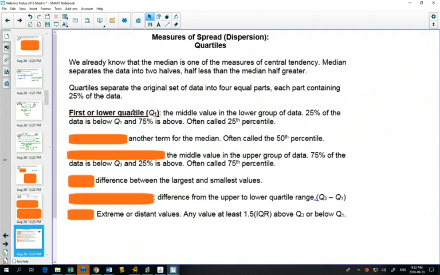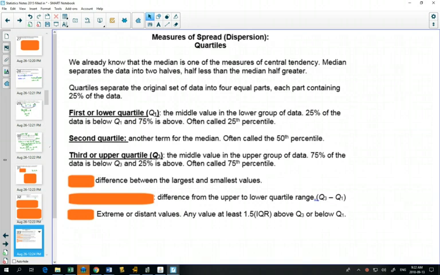And so we have our definition. A quartile, like a median, is the middle value of the bottom half. And then there's our median, or second quartile, it's sometimes called. And our third quartile is the middle value of our upper data.